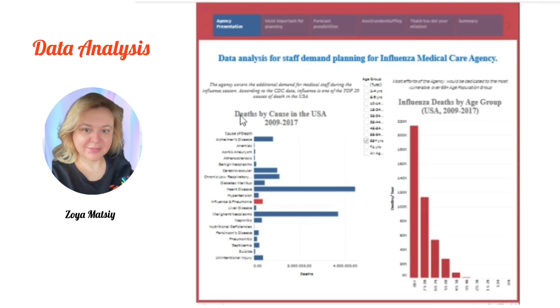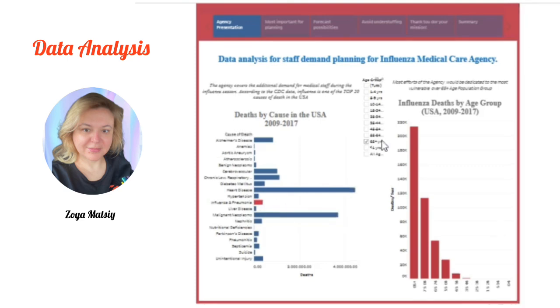In the first plot, deaths by cause in the US 2009-2017, you can see all causes of death. And where is influenza? This is together for all ages. If you would like to choose any age group, you can do it here. So you will see the rank of influenza as a cause of death for the age group you have chosen.